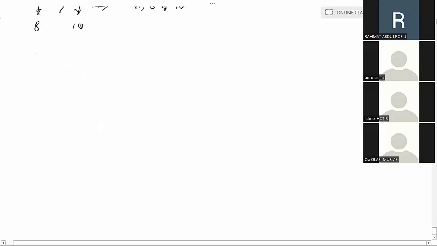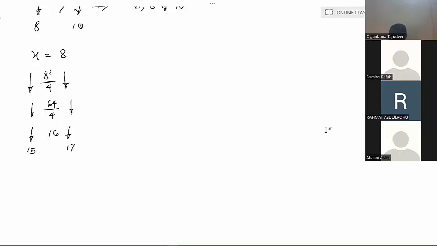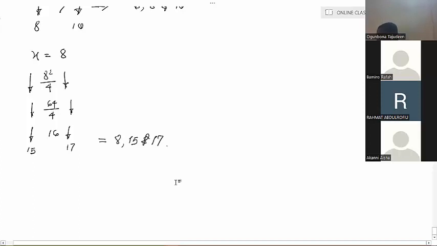Is that okay? Now let's say x is 8 itself. That will give us 8 squared over 4, that's 64 over 4, then we have 16. Just like I said, if the value is even, you square it, divide it by 4, and the number before it and the number after it give you the triple, and that will give you 8, 15, and 17. Now, that is about the Pythagorean triple.